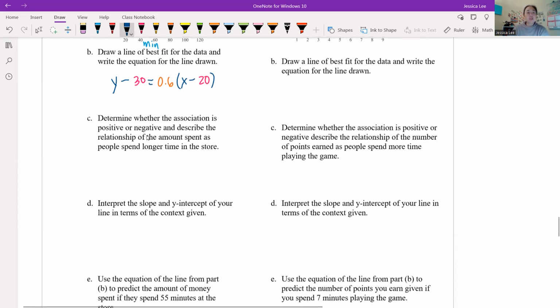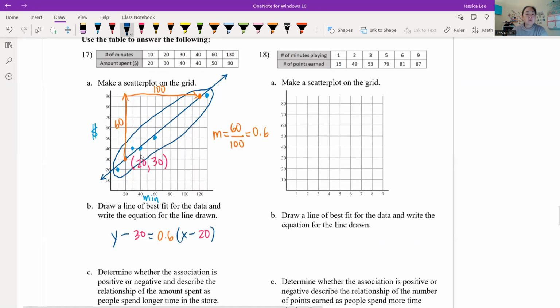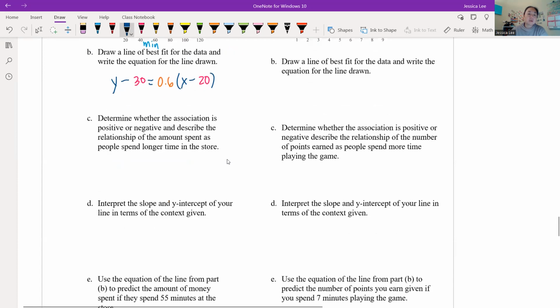Determine whether the association is positive or negative, and then describe the relationship of the amount spent as people spend longer time in the store. So if you look right here, this is a positive slope, so it's going to be a positive association, right? So the longer they spend in the store, what are they doing? Spending more money, okay? So I'm going to write positive association.